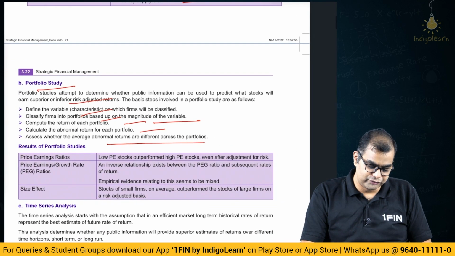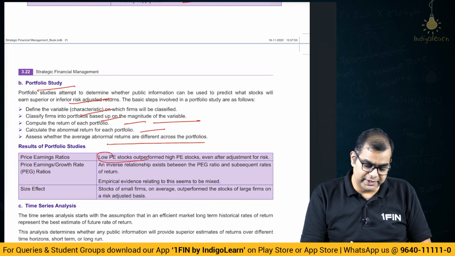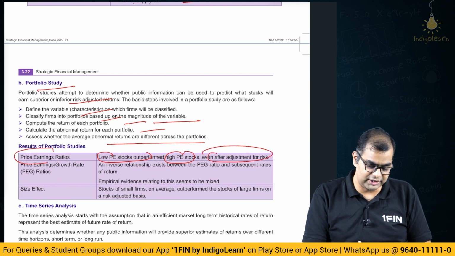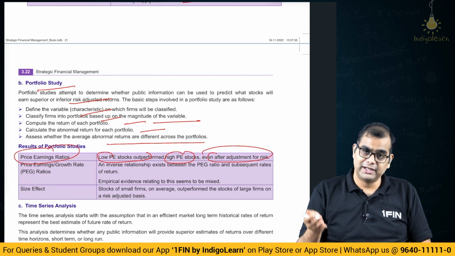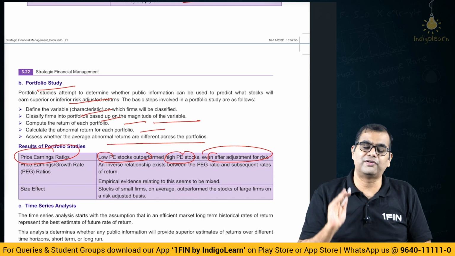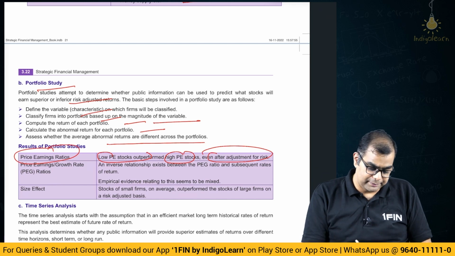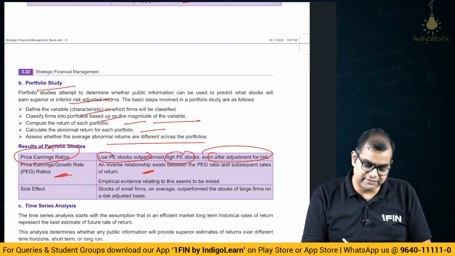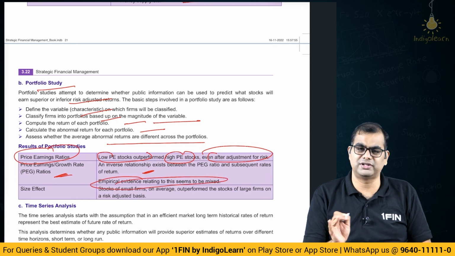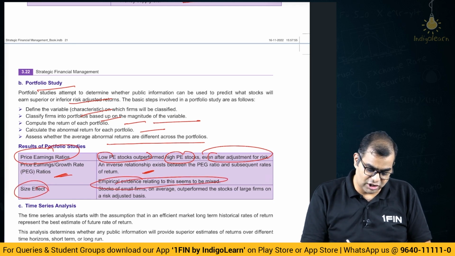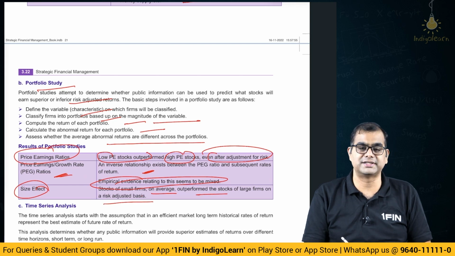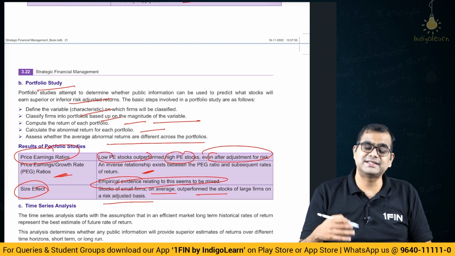So, what you do is, you take low PE stocks, and they outperform high PE stocks even after adjustment for risk. So, this is what they figured out: low PE stocks always outperform high PE stocks. PEG: an inverse relationship exists between PEG and subsequent rates of return. Empirical evidence relating to this seems to be mixed. So, there is no clarity. Size effect: stocks of small firms on average outperform the stocks of large firms on a risk adjusted basis. These are the things that they found out.